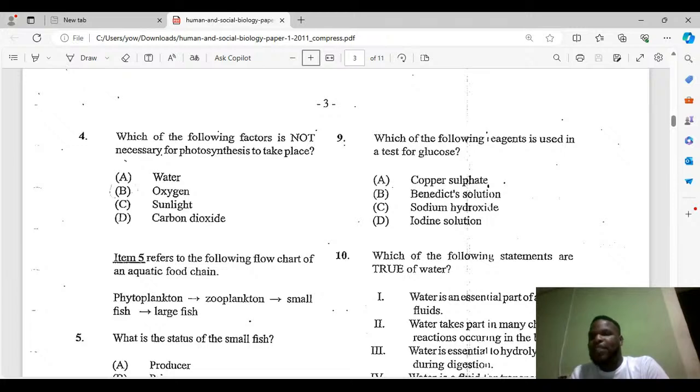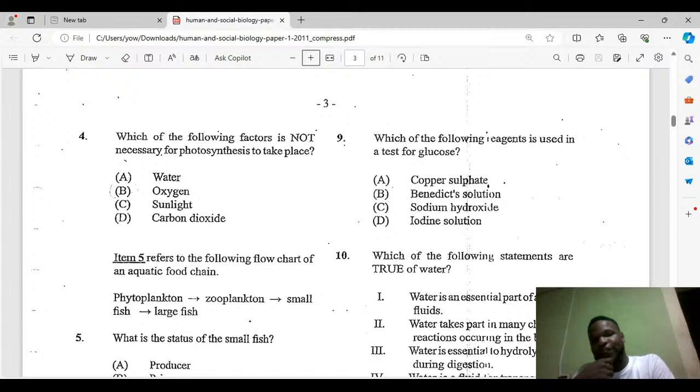Copper sulfate. That's another trick question as well. Copper sulfate is also used to test for protein. So if you never knew that, have that down. Copper sulfate is used to test for protein.